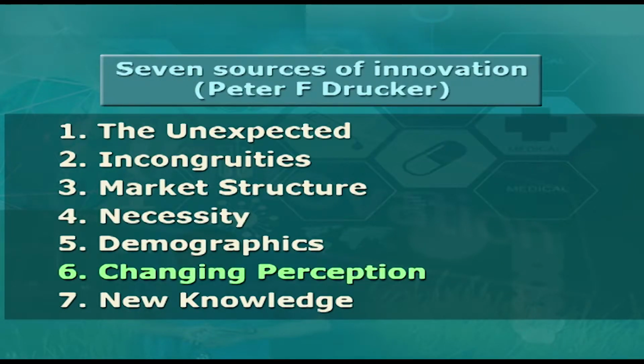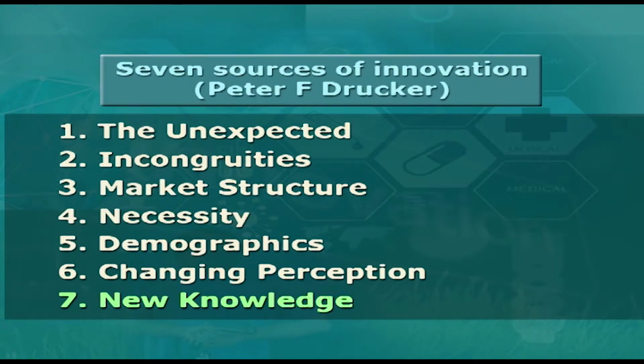Next is changing perception. Friends, changing perception regarding things can also give birth to innovation. Earlier, overweight people were seen as healthier than the leaner ones. However, the social perception of healthy has undergone a big change where fat people are seen as obese and unhealthy. People feel the need to remain leaner and healthier. Based upon this changed perception, a flood of healthy and low-calorie foods came to the market.